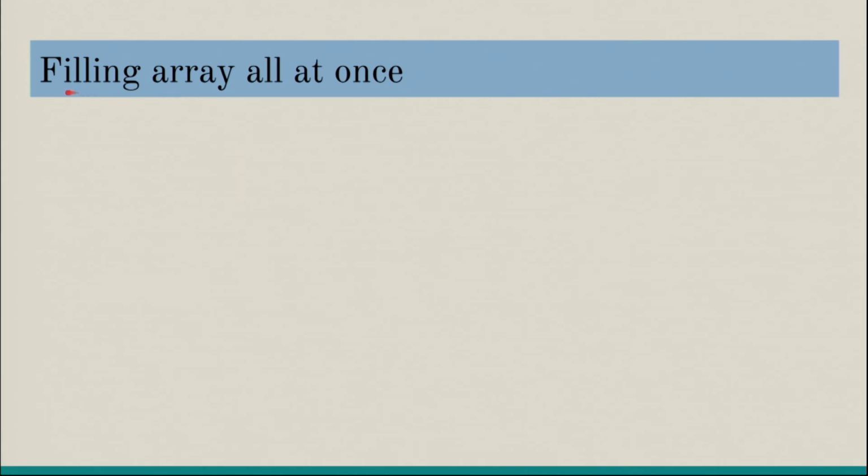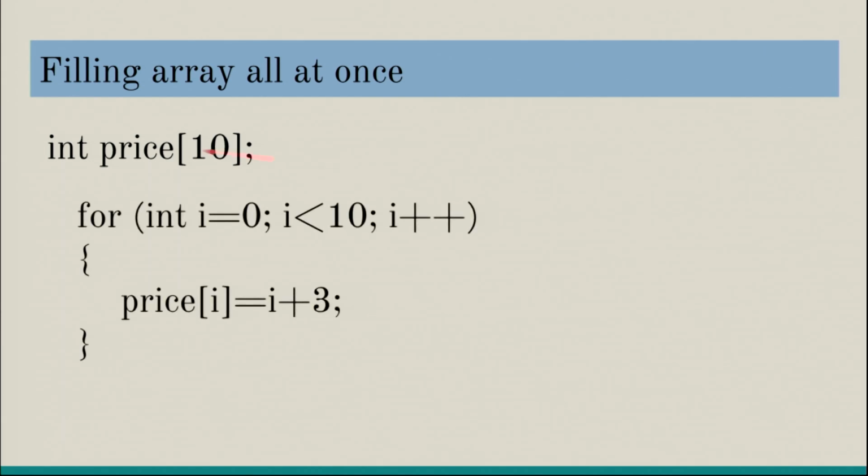Let's see how we can fill up an array at once. Let's say you're creating an array of type integer, the name is price, and it has 10 elements, and you want to fill it up with some values. And here, like before, we go with a for loop. Initialize I with 0, I smaller than 10, so this I goes from 0 to 9, incrementing.